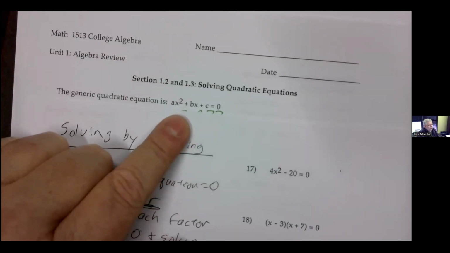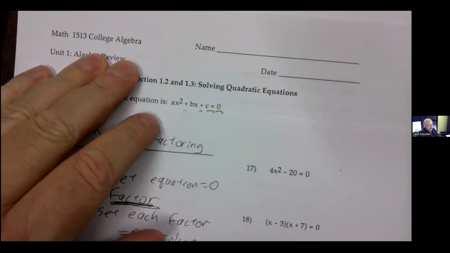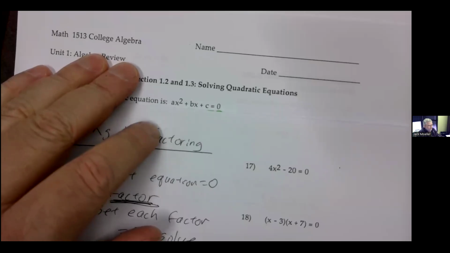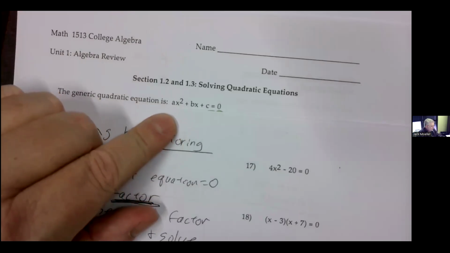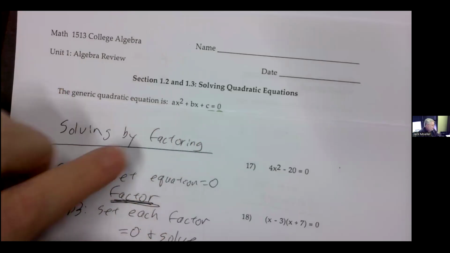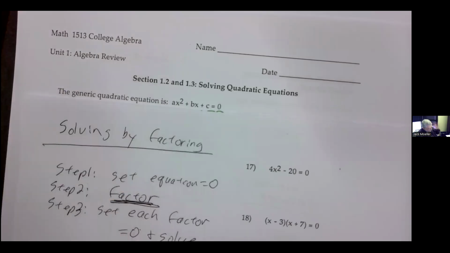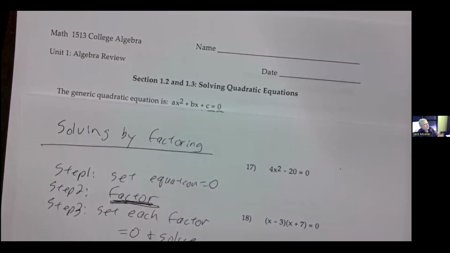generic quadratic equation that we're solving is ax squared plus bx plus c equals 0. So it's a degree 2. Most of them are going to have an x squared and an x and a constant. Make sure that you're putting it in descending order. All right, so the question is, how do you solve this?